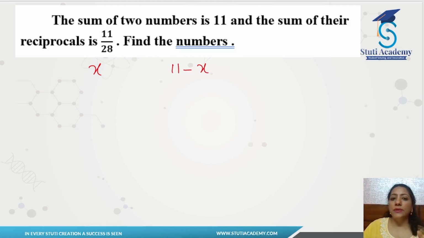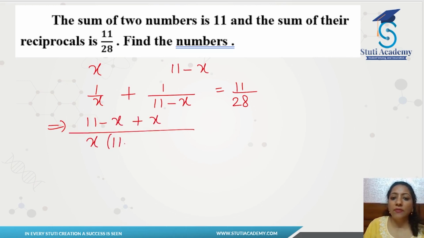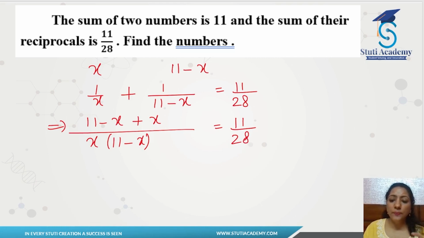Now, the sum of their reciprocals is 11 upon 28. We'll take the reciprocals here. We have 1 upon x and 1 upon 11 minus x. We'll add these two, and we'll get 11 upon 28. Now we'll take the LCM. We'll get (11 minus x plus x) upon x into (11 minus x) is equal to 11 upon 28. Please notice here we have taken the LCM. That's how we've got in the numerator 11 minus x plus x, and in the denominator we have multiplied, so we've got x times 11 minus x.